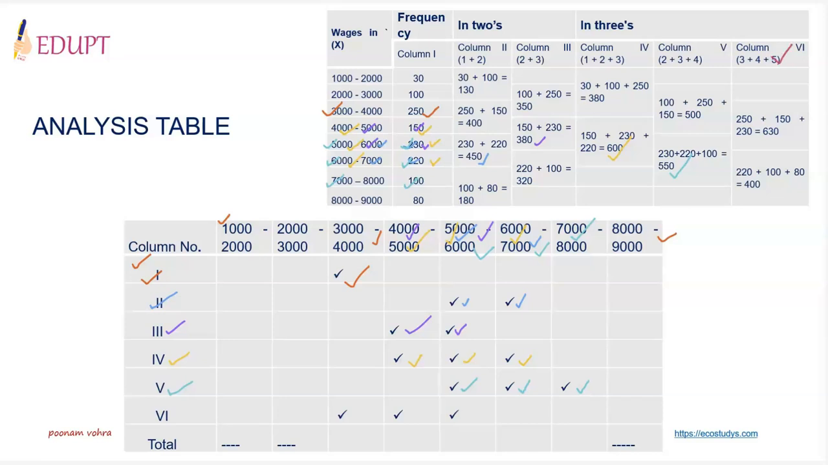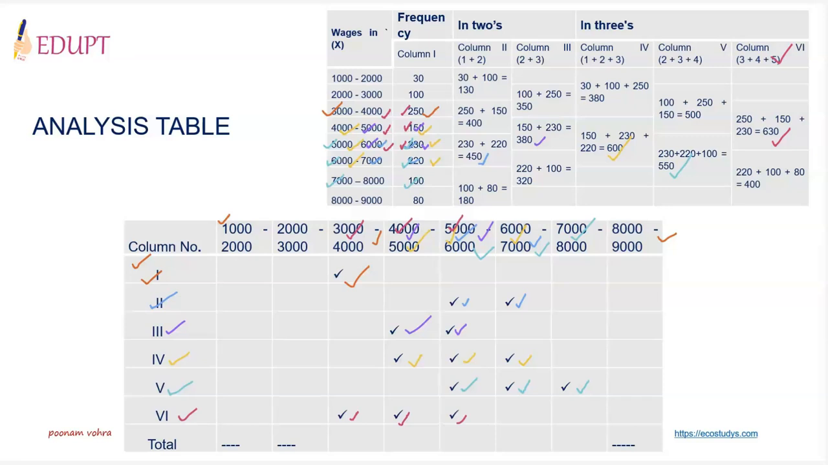Now column 6, here the highest frequency is 630, which is a combination of 250, 150 and 230. Accordingly, class intervals are 3000 to 4000, 4000 to 5000 and 5000 to 6000. So for the 6th column, the tick mark is against 3000 to 4000, against 4000 to 5000 and against 5000 to 6000. Now we can find out the maximum tick marks.